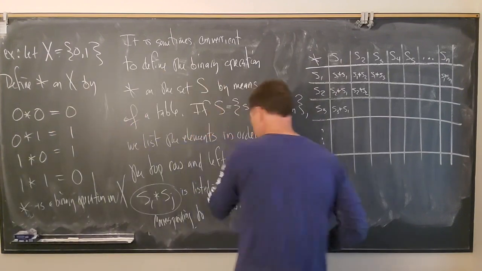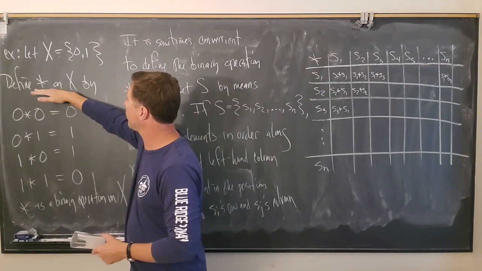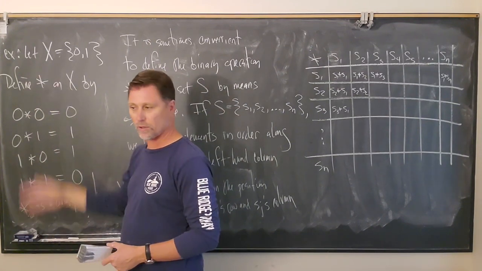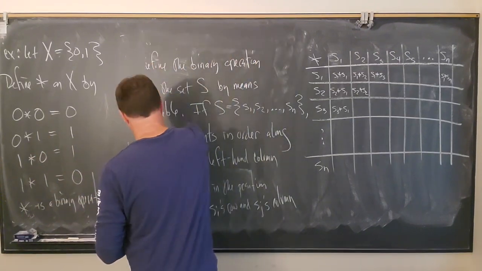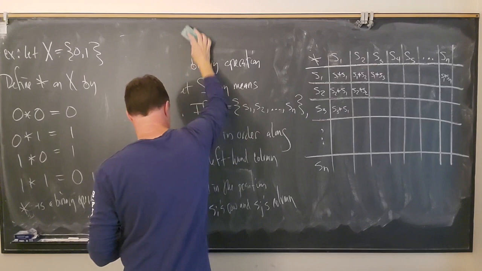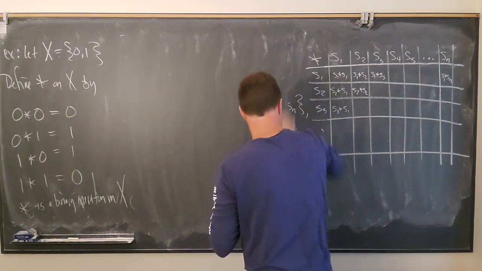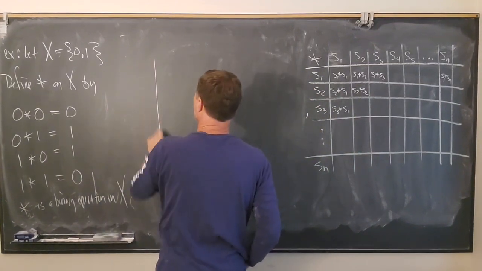Now, we defined this binary operation on x by just writing it all out, sort of brute forcing it. But what we can do instead is define this exact same binary operation on capital X by means of a table.